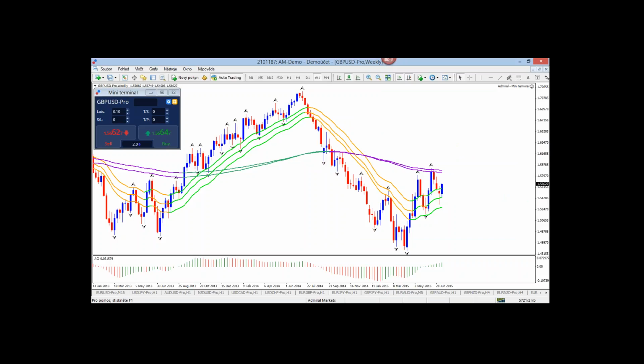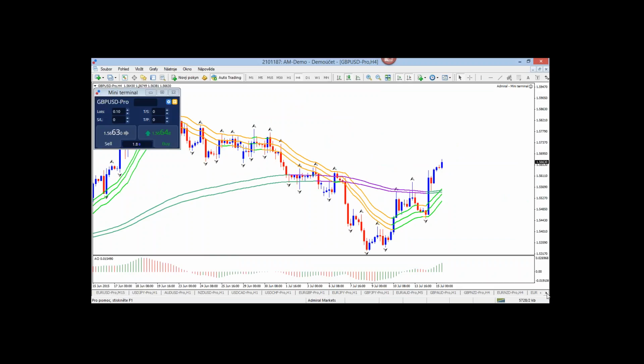Doji on the 4-hour chart. Let's see. Oh, it is probably the euro dollar doji, or is it the pound dollar? GU. Okay.